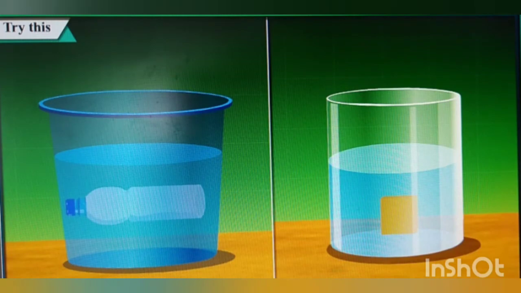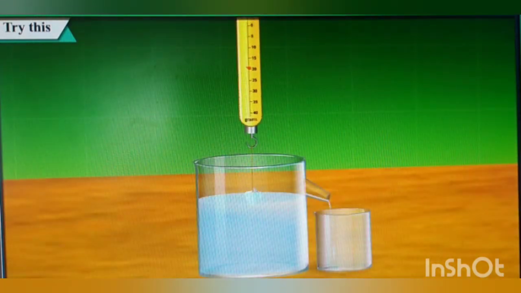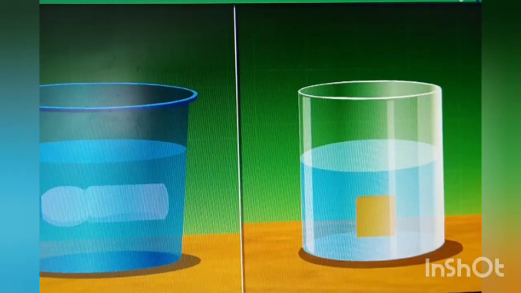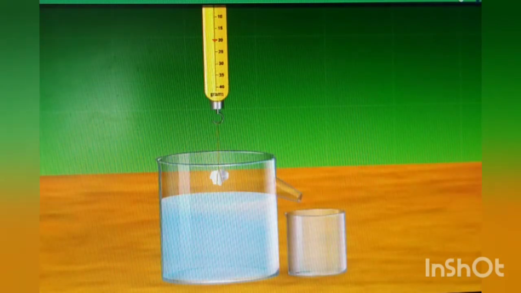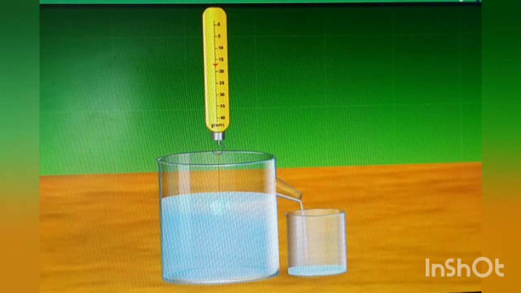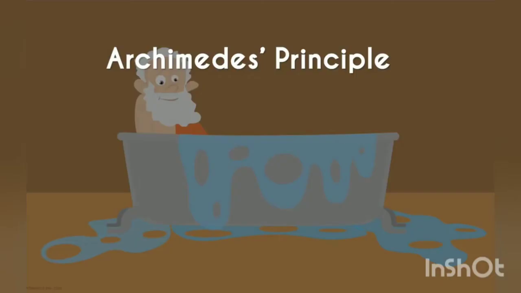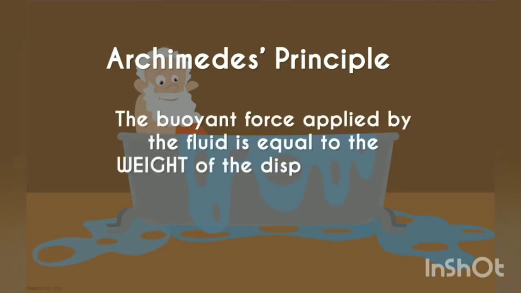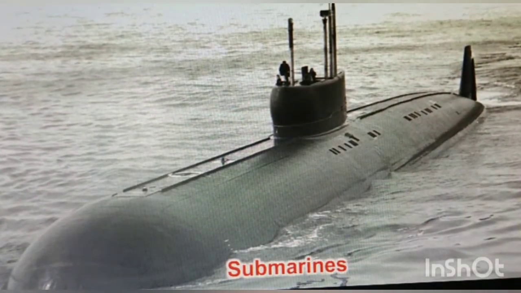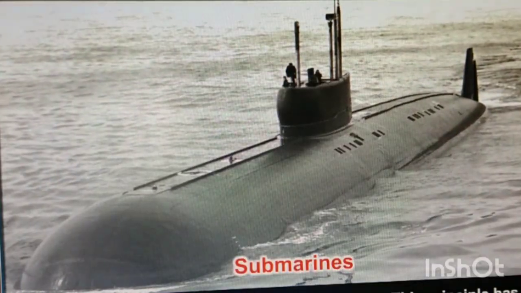So this principle states that when an object is partially or fully immersed in a fluid, a force of buoyancy acts on it in the upward direction. This force is equal to the weight of the fluid displaced by the object. In simple words, we can say that the buoyant force applied by the fluid is equal to the weight of the displaced fluid. Where has this principle been applied? Can you think of an example? Yes. The large ship floats on water.